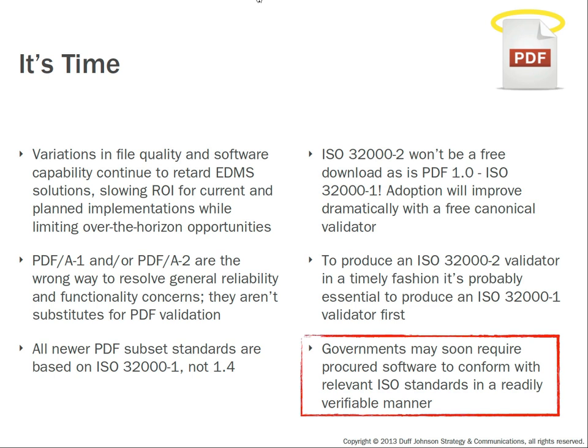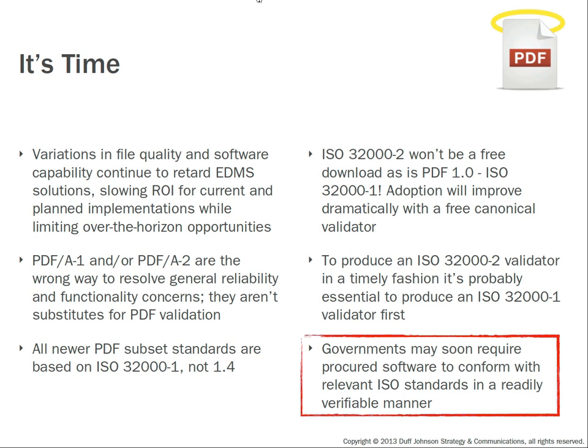PDF/A-1 and PDF/A-2, while being revolutionary in the sense of being able to fundamentally address reliability problems in PDF files, are nonetheless the wrong way to approach the problem of PDF validation in general, because they're not oriented that direction. They're oriented towards archival functions. They don't permit security. There's no JavaScript permitted in PDF/A. It's simply inappropriate for many important use cases for PDF.